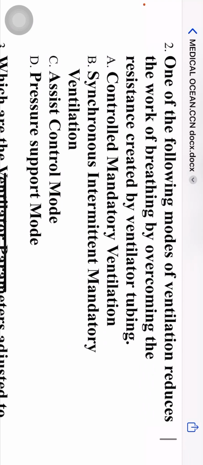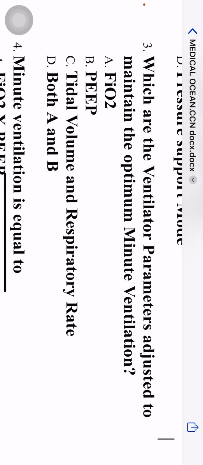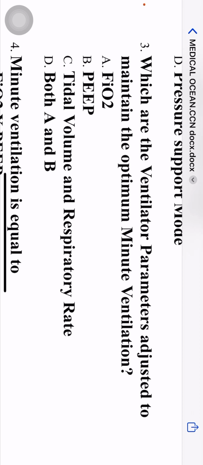Now question number 2, which one of the following is the correct? Option D is correct, pressure support ventilation. Question number 3, which are the ventilator parameters adjusted to maintain the optimal minute ventilation? In optimal minute ventilation, which one do we have?